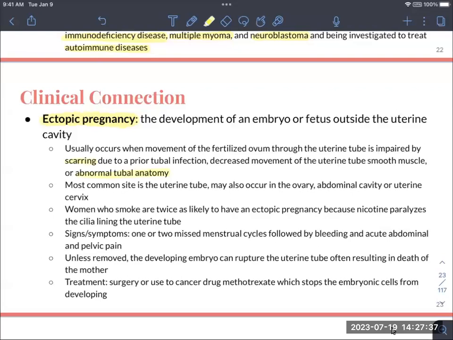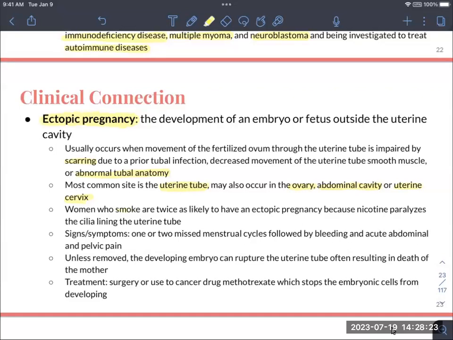Most common site is actually in that uterine tube. That ovum or that zygote will attach and burrow into the wall of the uterine tube instead. It can also happen at the ovary, anywhere in that abdominal cavity, and at that cervix. These are areas where if these cells start to divide and start to grow, it could cause a lot of problems. That uterine tube could eventually burst open. We're not getting enough nutrients in that abdominal cavity, that cervix.